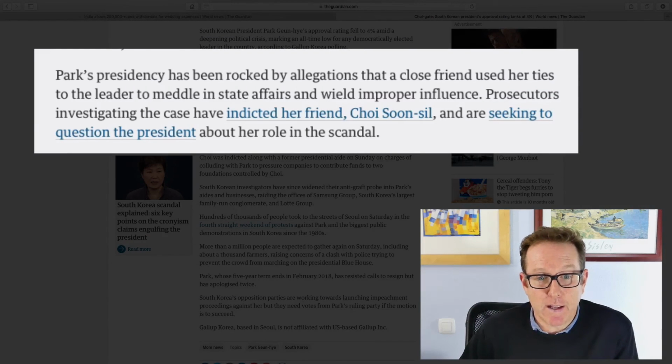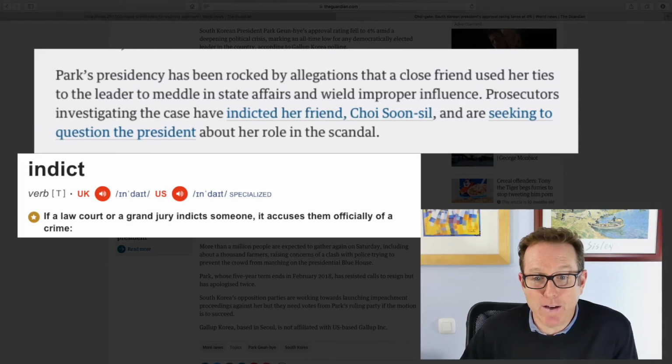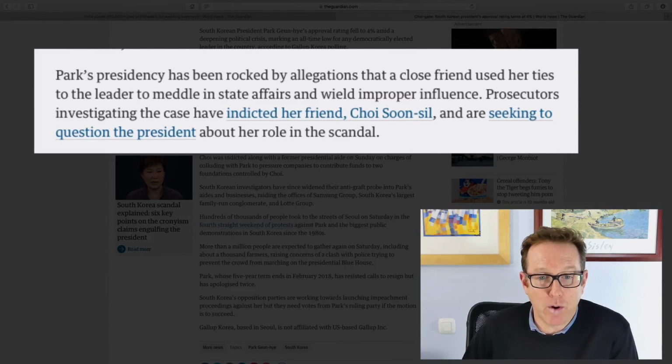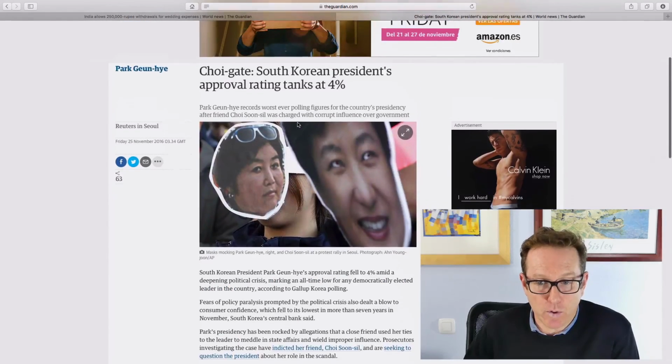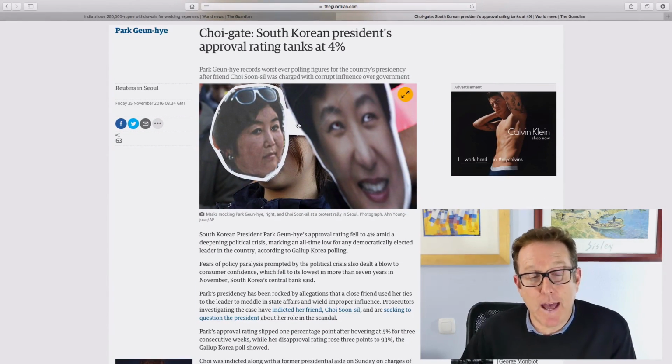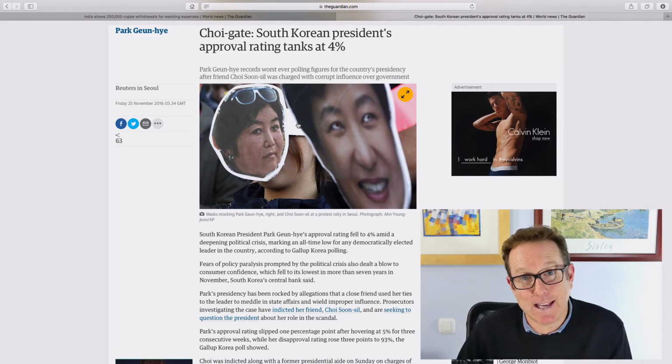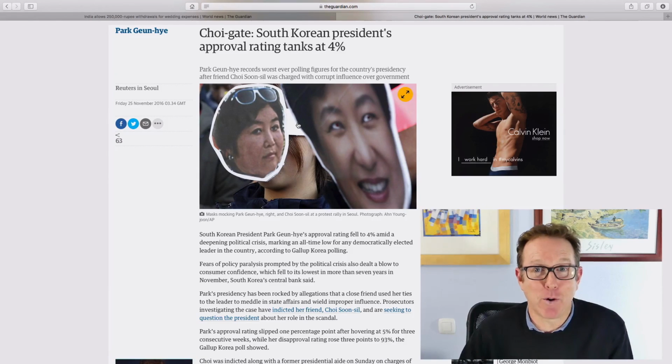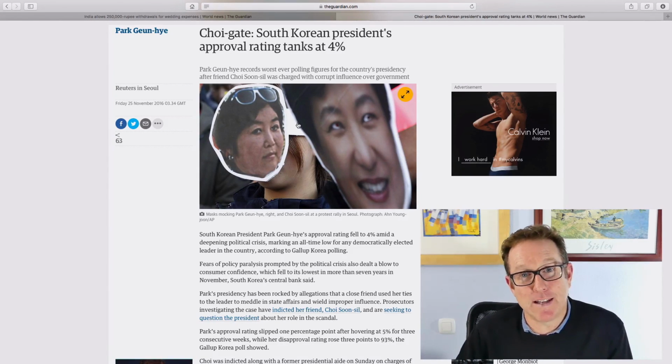So the prosecutors investigating the case have indicted her friend, Choi Soon-sil, and are seeking to question the president about her role in the scandal, okay, the role in the scandal. So the Korean president has a problem with a friend of hers. So this could be a problem for them. So again, corruption affecting democratically elected leaders in the world. One of the biggest problems we have in democratic countries is corruption, and South Korea in this sense is no exception.